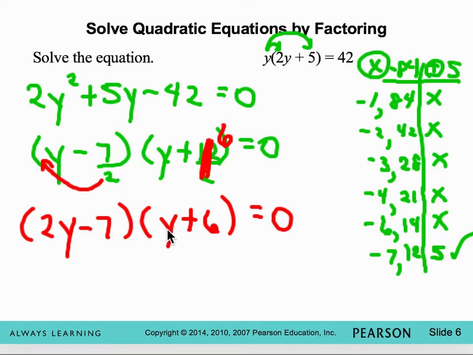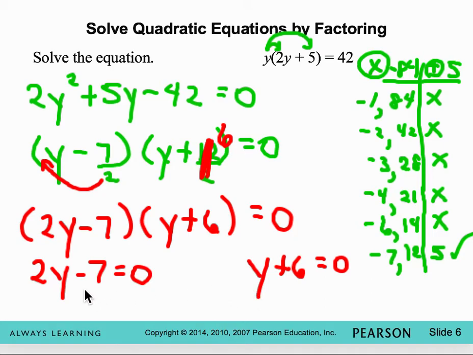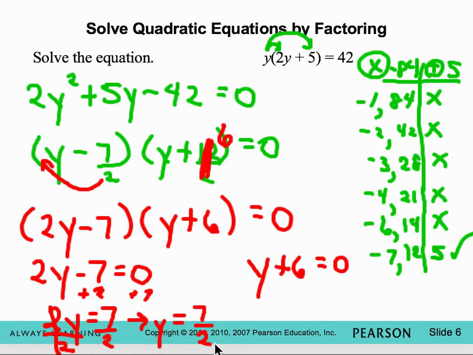If I have two things multiplied together that equal 0, one of them is 0. So either 2y minus 7 equals 0 or y plus 6 equals 0. All right, so let's add 7 to both sides here. So we get 2y equals 7 and divide by 2. So y equals 7/2 is one of my answers. Okay, if I subtract 6, y equals negative 6 is my other answer.